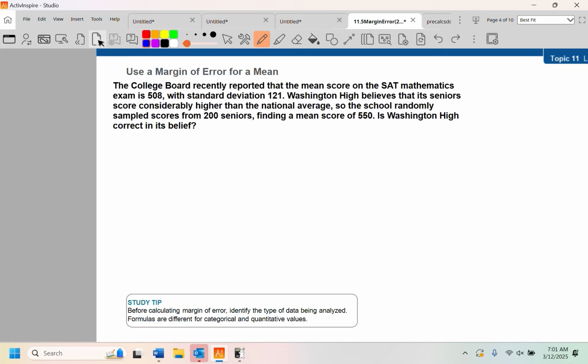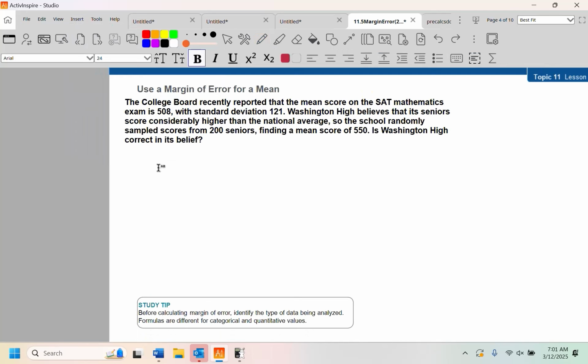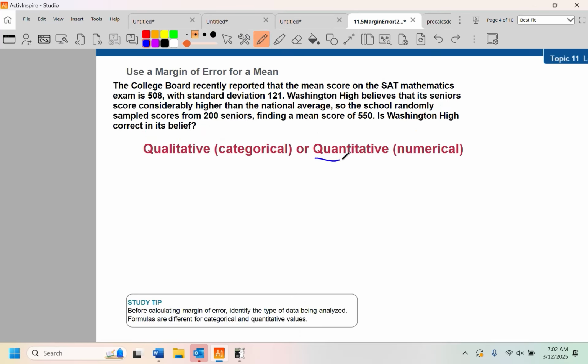So the first thing that we need to do is establish qualitative or quantitative, qualitative being categorical, or quantitative, which is numerical. And this for sure is definitely going to be quantitative. So because it's quantitative, I get to use a little formula, right?